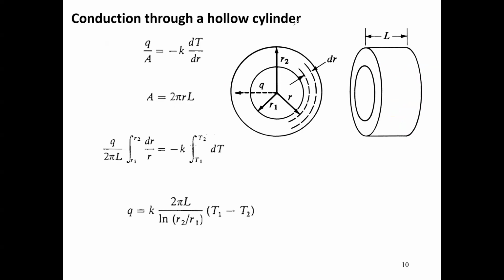From there, everything else is similar to what you have seen before. You substitute area in this Fourier's law, and you integrate from point 1 to point 2. Now r is also a variable, so that's within the integral. From there, you end up with this final form, and you can apply this form to calculate the rate of heat transfer through a hollow cylinder.